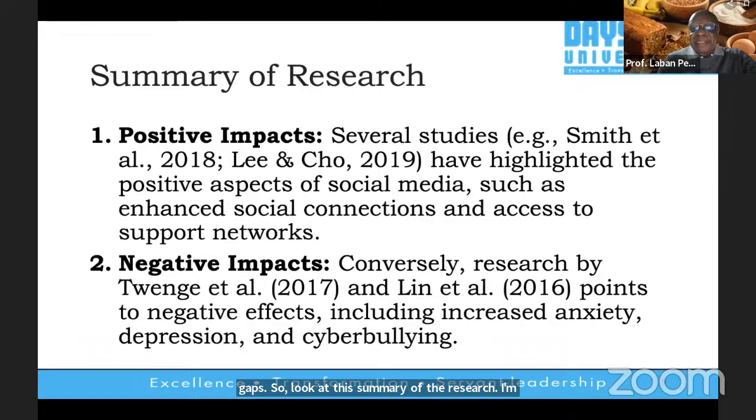The positive impacts: several studies, e.g. Smith et al., 2018, Lee and Cho, 2019, have highlighted the positive aspects of social media, such as enhanced social connections and access to support networks. Negative impacts: conversely, research by Twenge et al., 2017 and Lin et al., 2016 points to negative effects, including increased anxiety, depression, and cyberbullying.